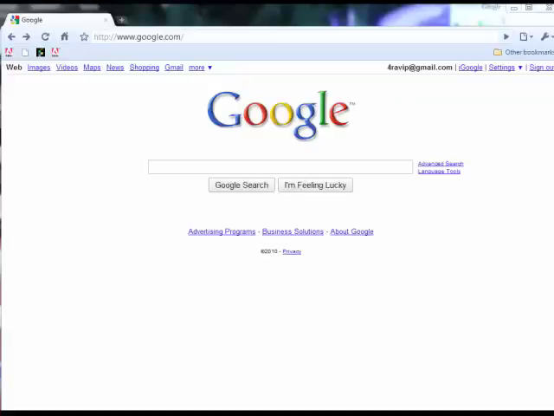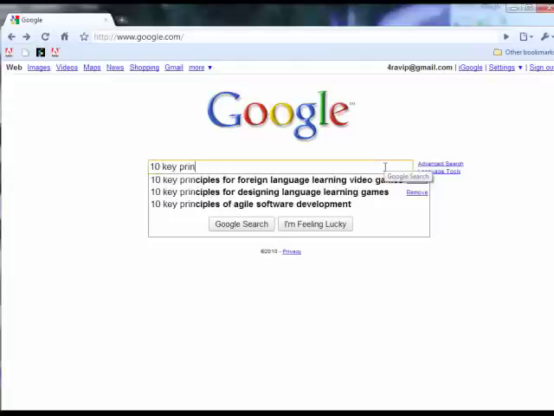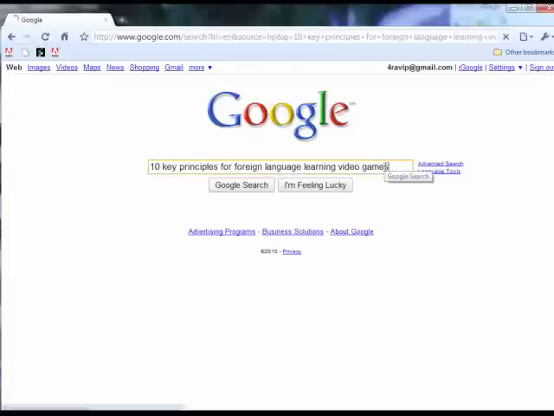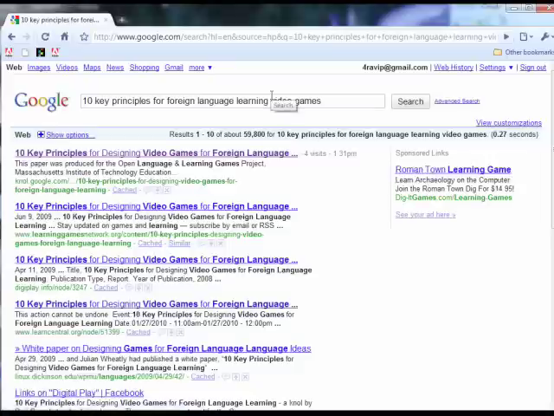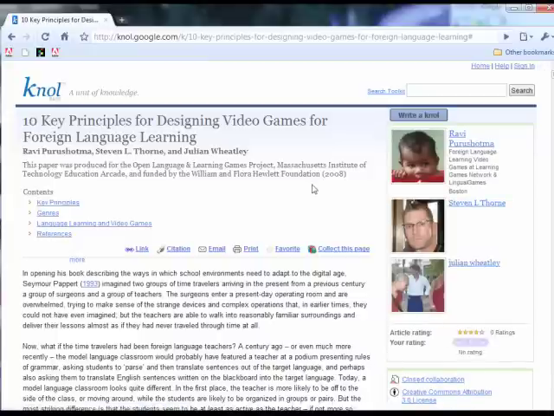So on the theoretical side, what we've done is we've authored this paper. It's called 10 Key Principles for Foreign Language Learning Video Games. If you Google it, it'll be the first thing that comes up. And essentially what we've done is we've kind of looked at the culture around video games and what the expectations are and all the different elements that separate out the video games people expect to play versus some of the things that you just saw with Hangman and Battleship, etc.